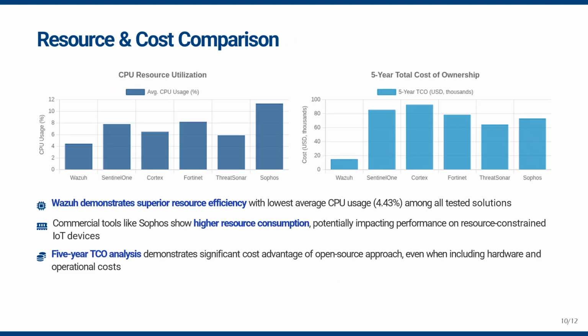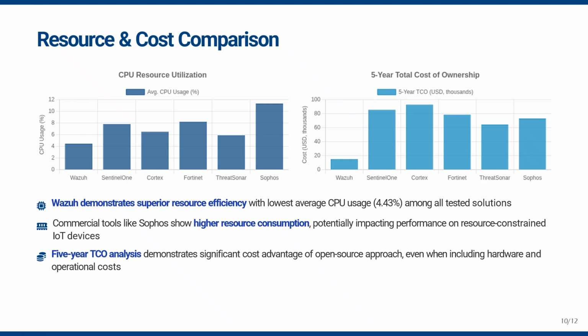Perhaps most significantly, for IoT deployments, Wazuh demonstrated superior resource efficiency with the lowest average CPU usage at just 4.63% among all tested solutions. This is crucial for resource-constrained IoT devices, where every percentage point of CPU utilization matters. In contrast, some commercial tools like Sophos showed much higher resource consumption, potentially impacting performance on low-power IoT devices or affecting their primary operational functions.